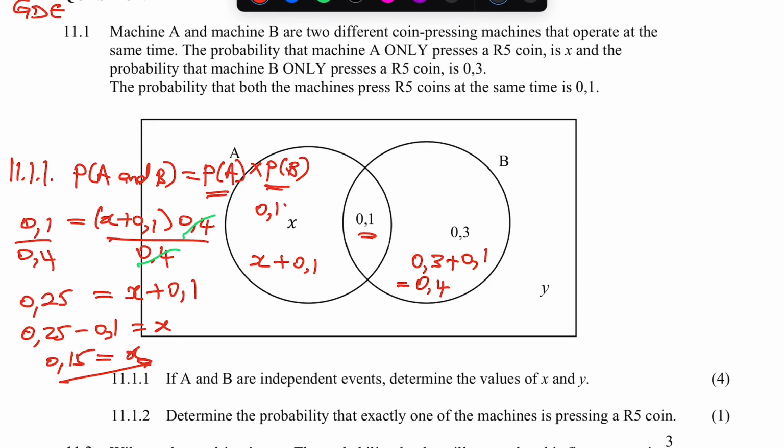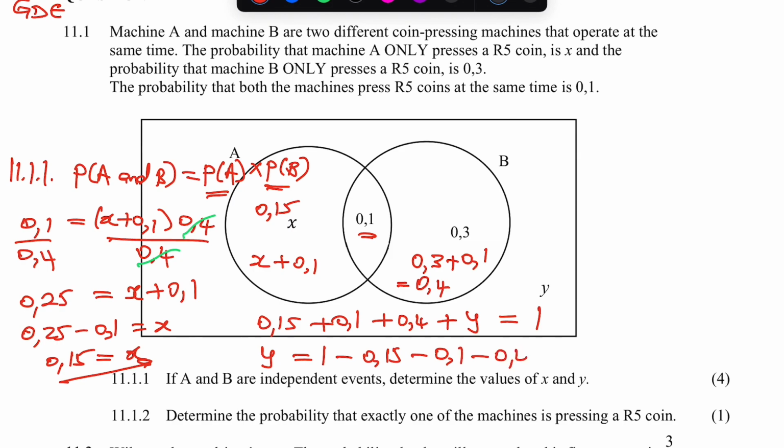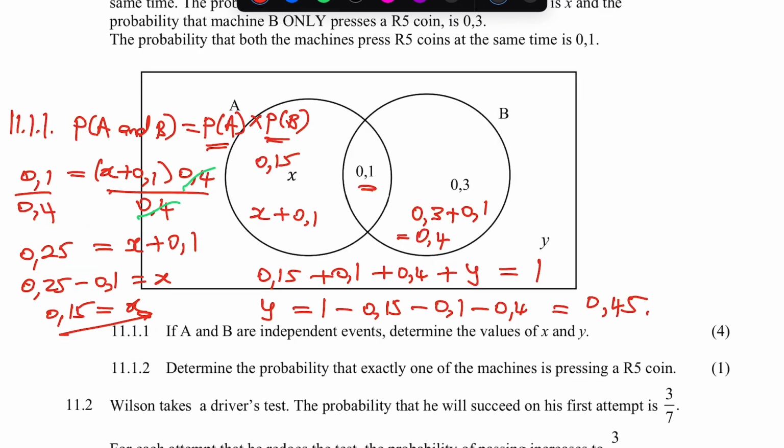Now, X is 0.15. Now, if we want to solve for Y, still in 11.1.1, it's going to be the 0.15 for X, the 0.1, plus 0.4, plus Y is equal to 1, because the total probabilities must be equal to 1. Therefore, Y equals 1 minus 0.15 minus 0.1 minus 0.4, which gives us 0.45.